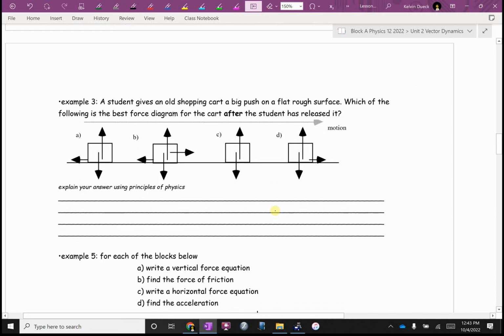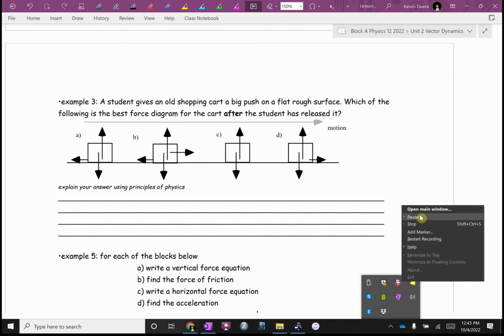Ooh! We can vote on example 3, though. This is a good one. A student gives an old shopping cart a big push on a flat, rough surface. Which of the following is the best free body diagram for the cart after the student has released it? Let me pause the video for a second.